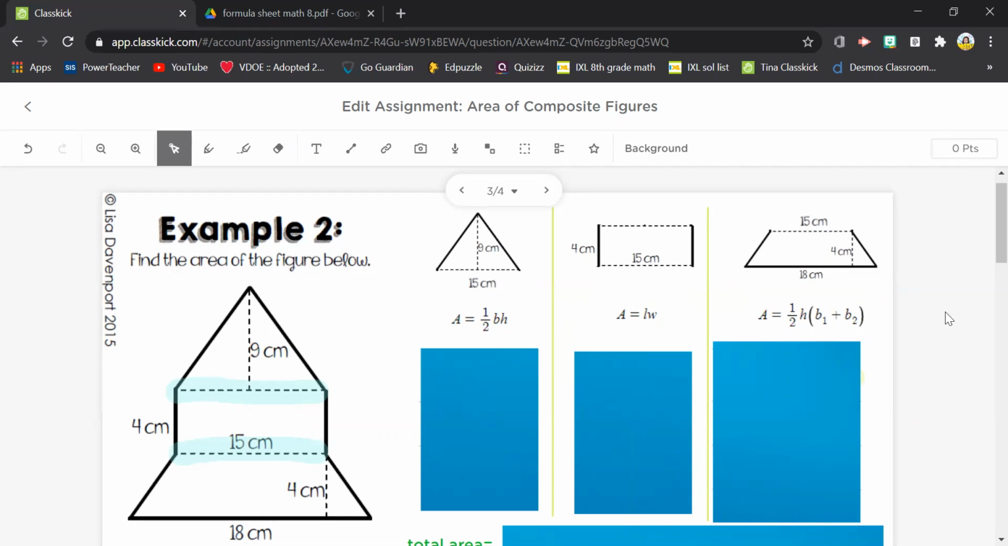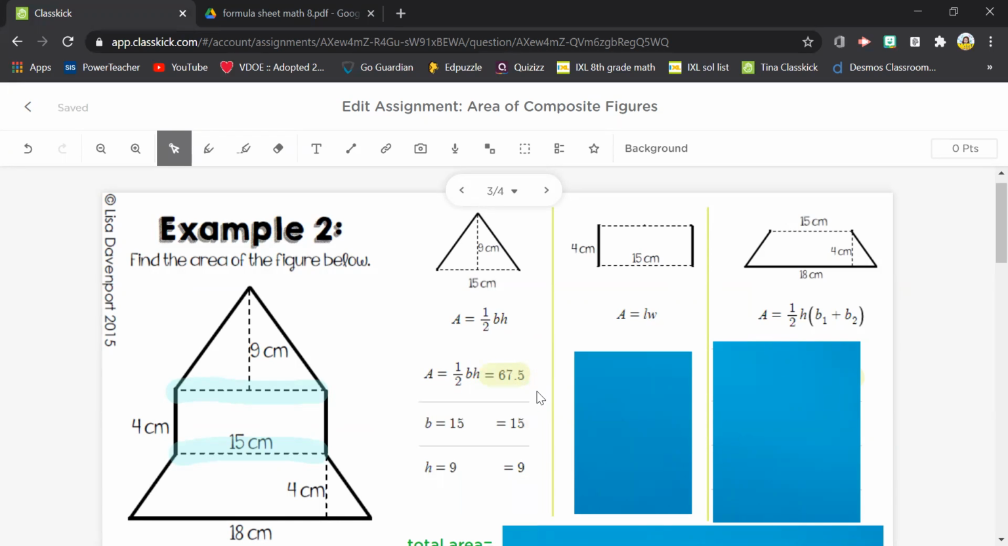Now I need to figure out, well, what are my variables? What do they equal so that I can plug it into this formula into Desmos? So I'm just going to type this formula exactly how it is, just type it into Desmos and then plug in some values. The base of my triangle was 15. The height was 9. So I type this into Desmos, and it shows me that the area is equal to 67.5.